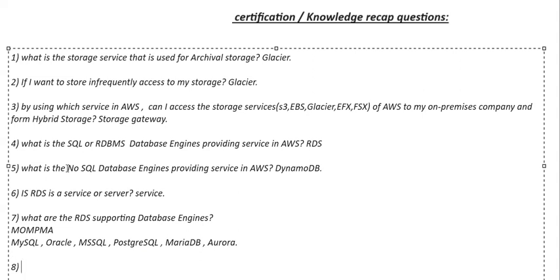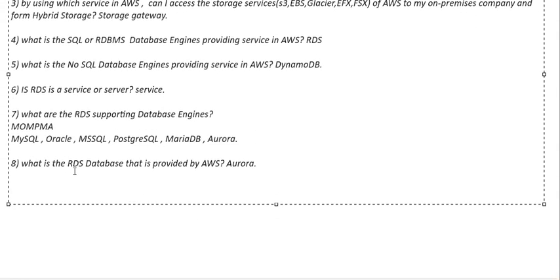What is the RDS database engine that is provided by AWS? That is Aurora. Aurora is the database engine that is provided by whom? AWS. Okay, let's have another question.